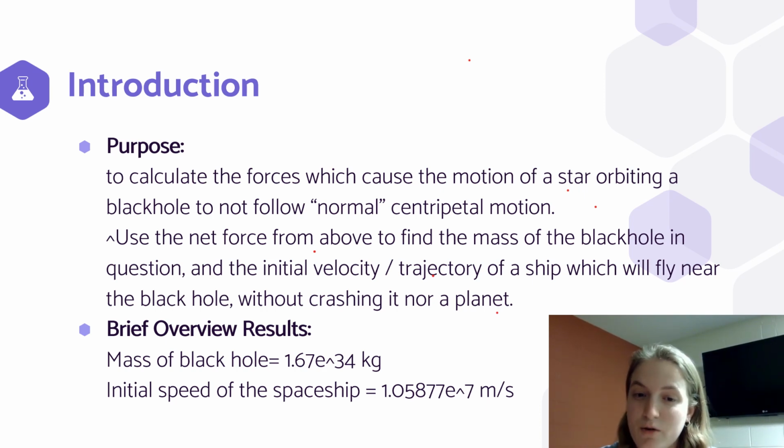The mass of the black hole ended up being 1.67e34 kilograms, and the initial speed of the spaceship was 1.06e7 meters per second.